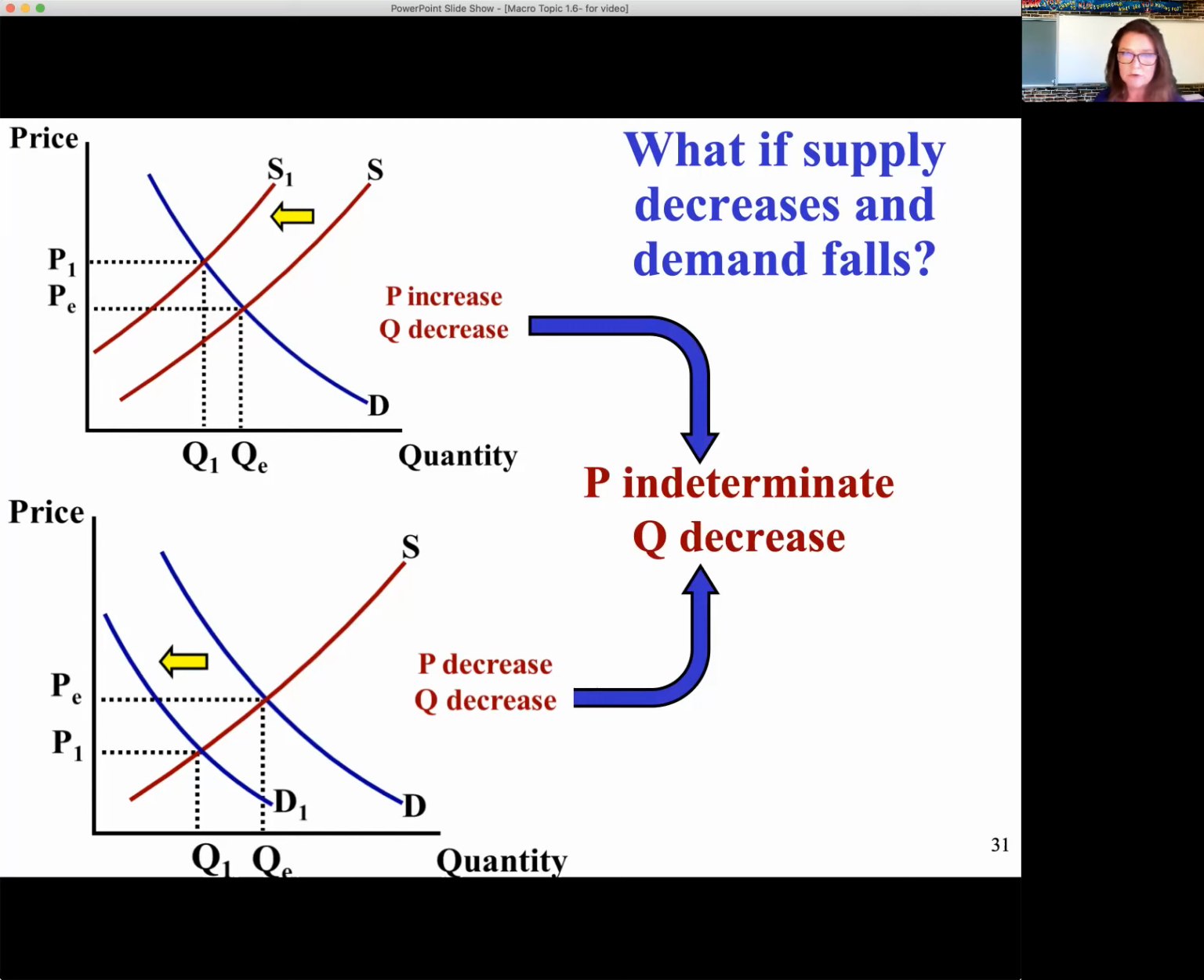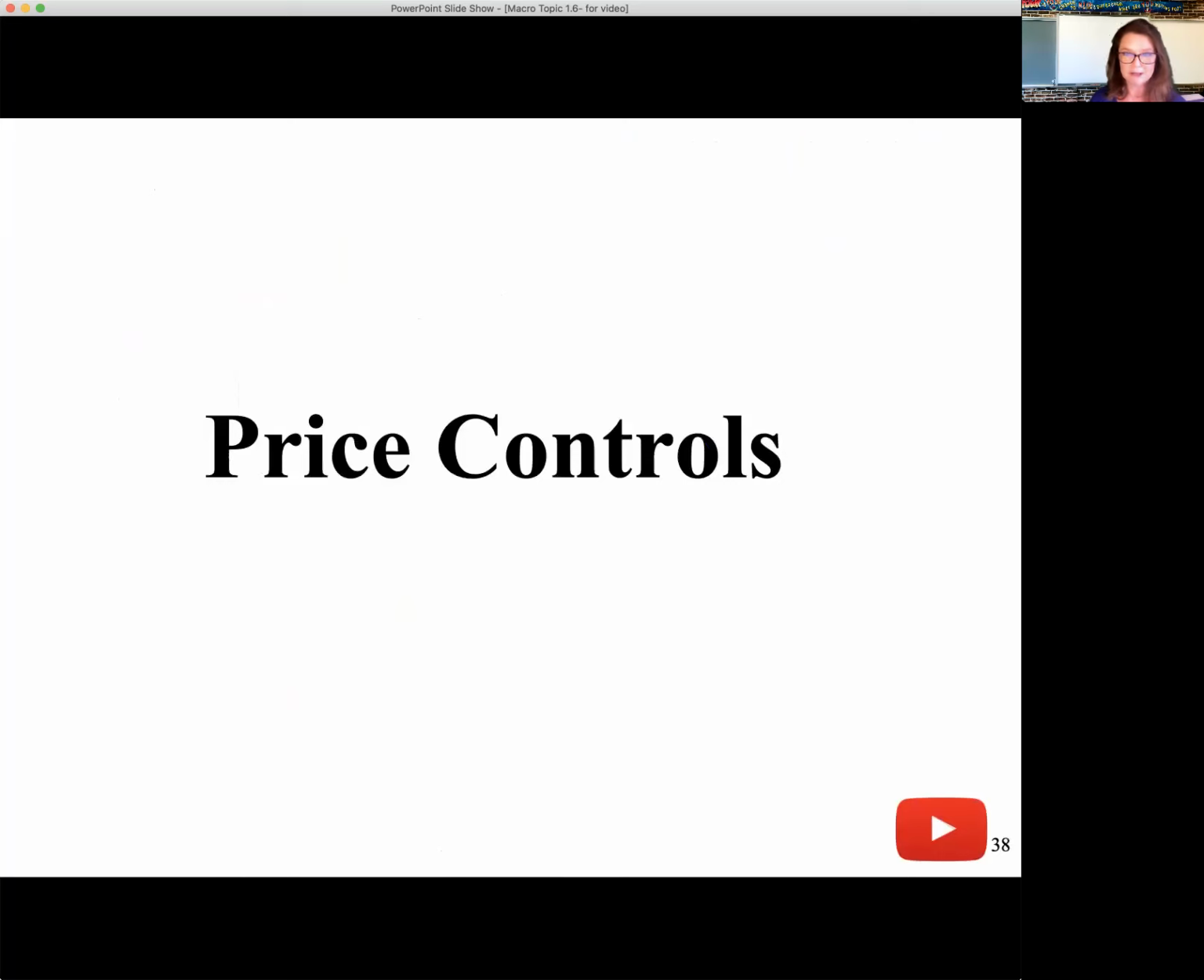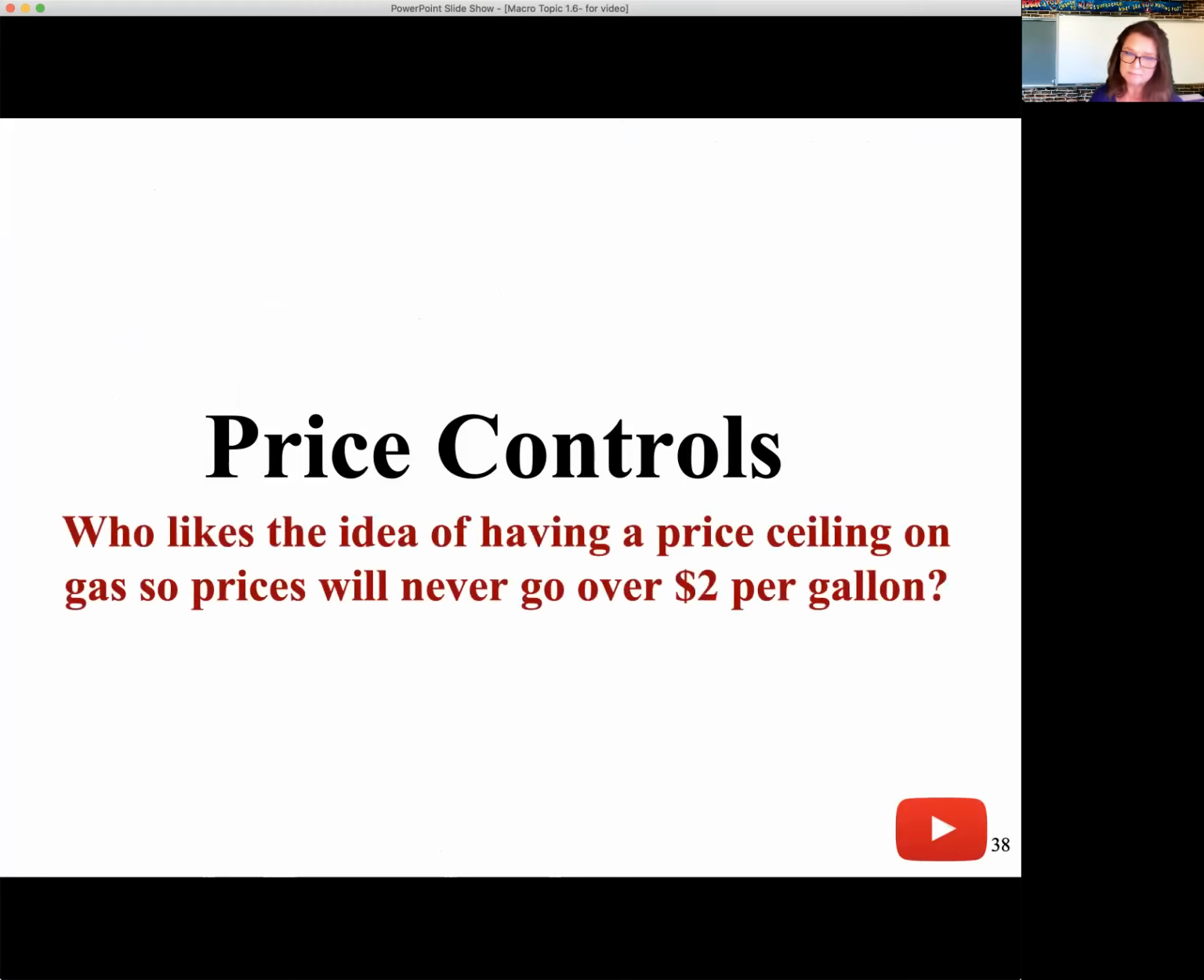So that's the trick when you're doing these analyses. Very quick little lesson here, so we're not going to spend a whole lot of time, but it's the practicing. Drawing the two will help you get the answer right every single time. And we're going to shift to price controls. I got a nice little video that I'm going to share at the end for you to watch if you want a little bit more out of Crash Course.